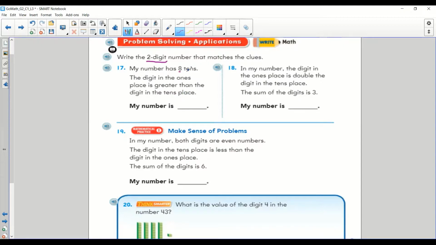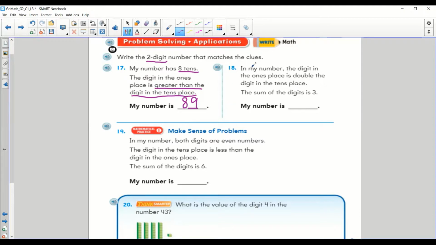So let's go with what we know and underline what we know, 8 tens. So we'll put an 8 in the tens place. But what do we know about this number in the ones place? It is greater than the digit in the tens place. So there's only one digit that's greater than 8. Do you know what that is? You are right, it is 9. So my number is 89.